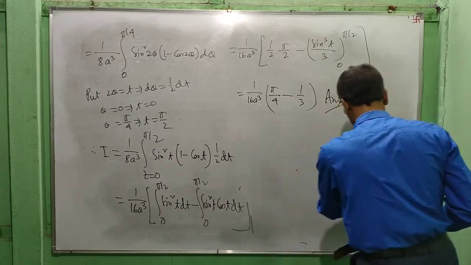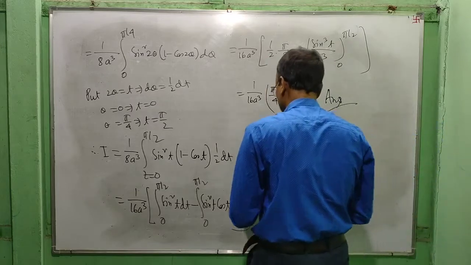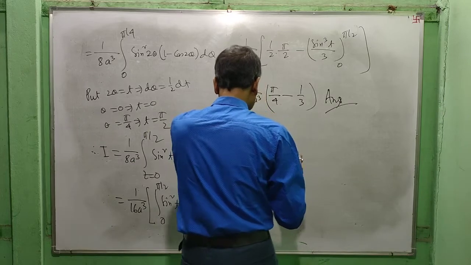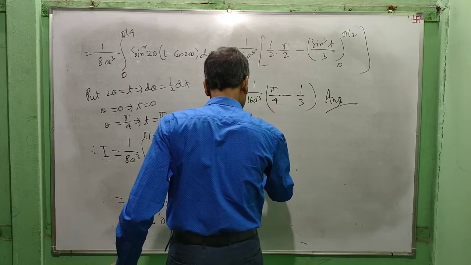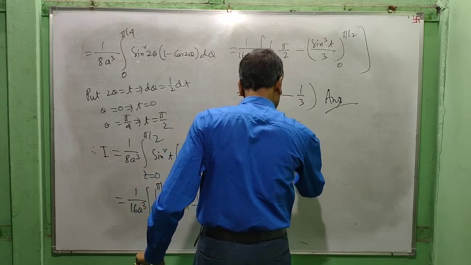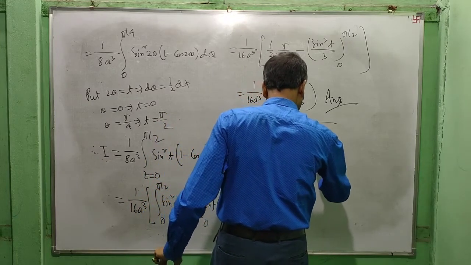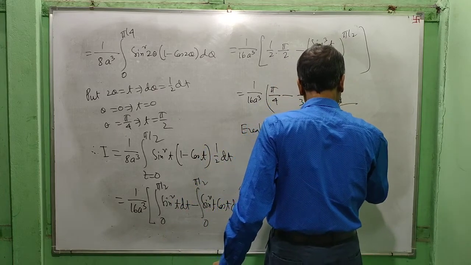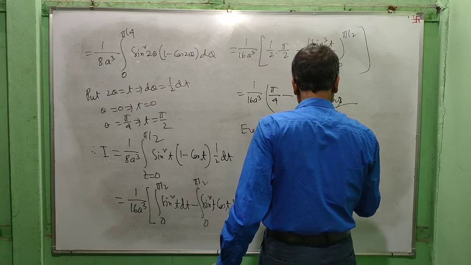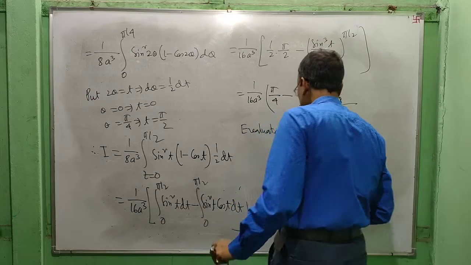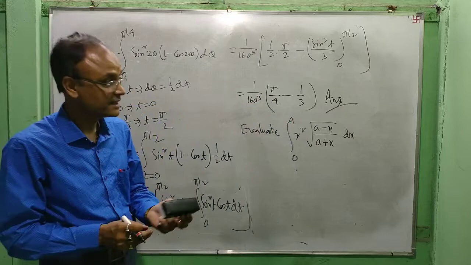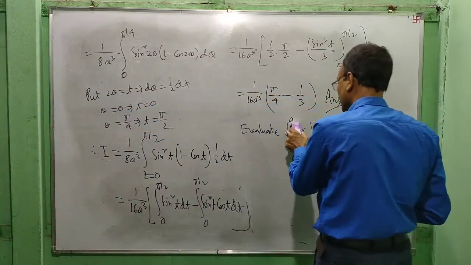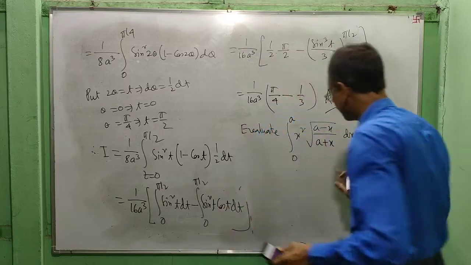Now, today I shall solve another problem. Suppose we take another example. Evaluate the integral from 0 to a of x times the square root of (a minus x divided by a plus x) dx. We have to evaluate this.